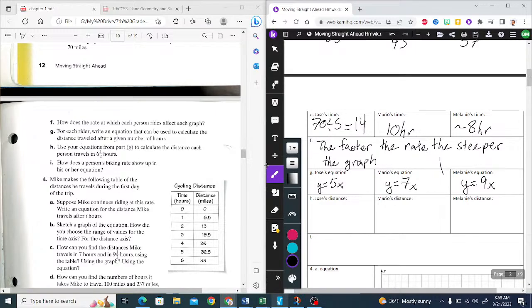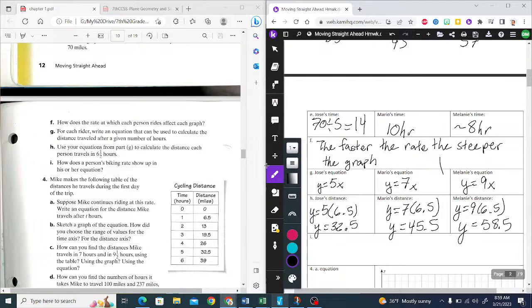Because remember that the rate of change is the coefficient. Use your equations. So now this is so much easier. 5 times 6.5, we throw that in the calculator and we get 32.5. Y equals 7 times 6.5. Again, so much easier. You throw that in the calculator, you get 45.5. Y equals 9 times 6.5, and again, so much simpler. It's just 58.5. This is the benefit of the equation, is that you can use that equation so much faster.